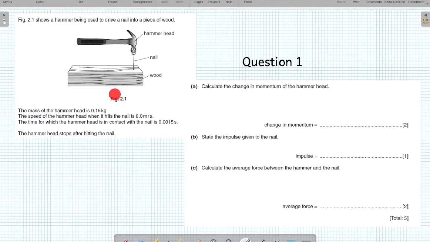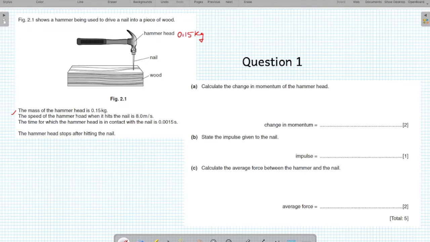So the figure here shows a hammer being used to drive a nail into a piece of wood. So you're given a piece of wood, you're hammering a nail inside. The mass of the hammer head is given to you. So let us write the data which is given in the question on the diagram. What is the mass? It is 0.15 kgs. It is always a good idea to write the details which are given in the question on the diagram. It helps us understand the question better.